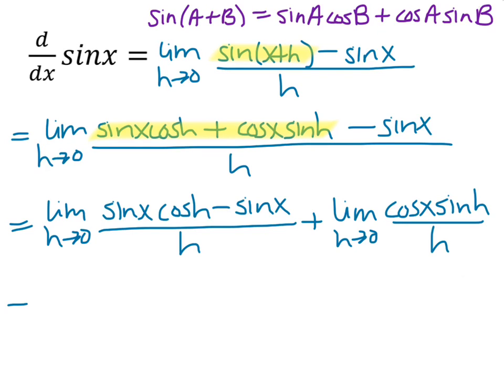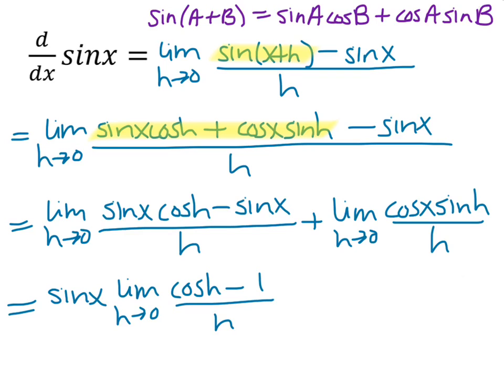Now for the first limit. In the numerator, each term has a sine x. We're going to factor out that sine x. In fact, we're going to write it out in front of the limit. We can do that because sine x is treated as a constant as h is approaching 0, leaving us in this first limit with cosine h minus 1 over h. Similarly, in the right limit, cosine x is treated as constant, so we can factor that out in front of the limit as h is approaching 0 of sine h over h.